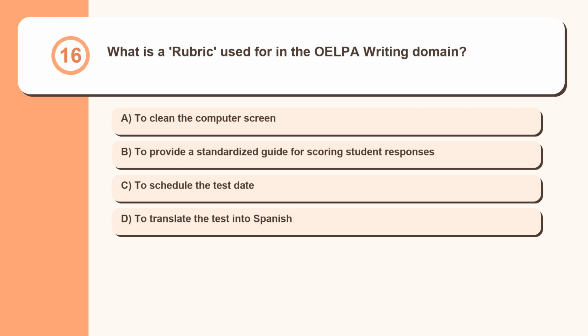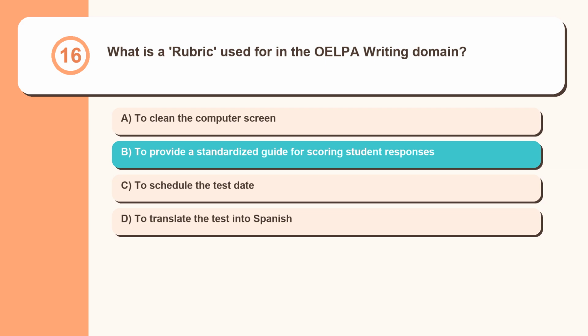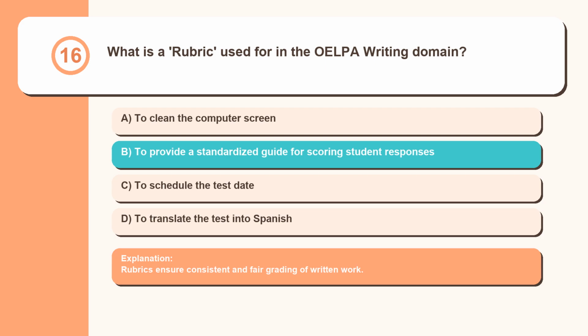Question 16. What is a rubric used for in the OELPA writing domain? To clean the computer screen. To provide a standardized guide for scoring student responses. To schedule the test date. To translate the test into Spanish. Rubrics ensure consistent and fair grading of written work.